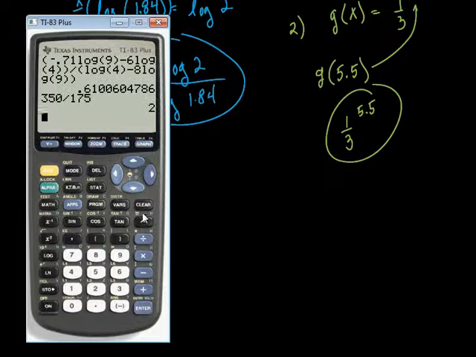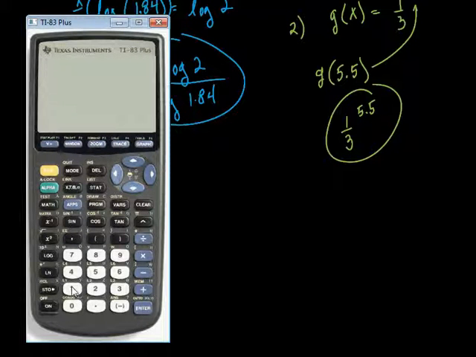It's just a matter of putting this into a calculator. And you should know how to put an exponent in there, right? So let's go 1 divided by 3, equals. And we'll take that to the 5.5 power. And there it is. What's that?